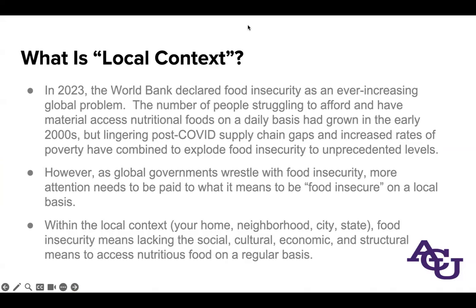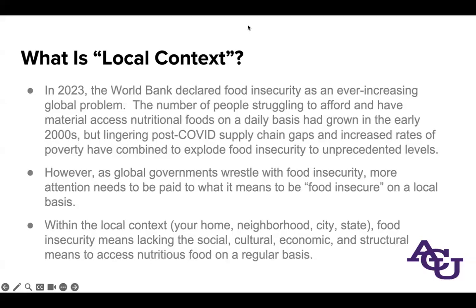So for the World Bank, having access to nutritional foods means a person having access to money to be able to actually buy food, a person having access to food that's nutritionally relevant for their bodily health, and a person being able to not fear or stress out over where they're going to have food tomorrow or next week or next month. Those are key aspects of food security. So, food insecurity, what does that mean within a local context?